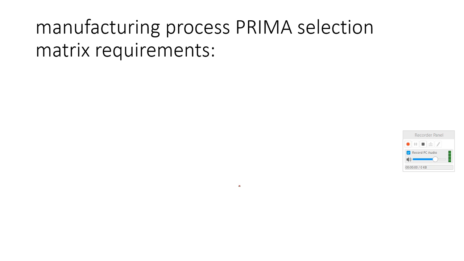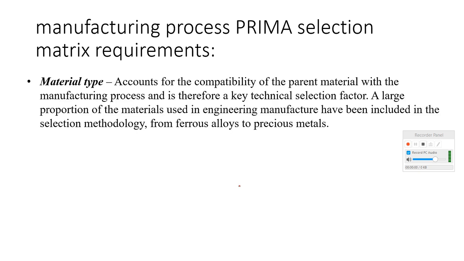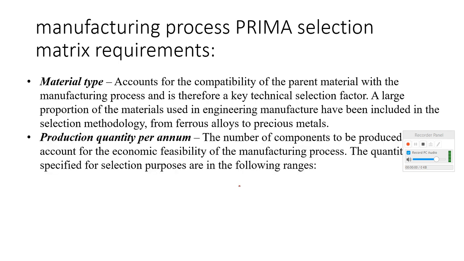With respect to the manufacturing process, we have some requirements for the primer. The material type. The second one is the quantity per annum. I'm just trying to rephrase this so that you take this into account. Understanding of the material is very important for us, for the process that we are going to choose.